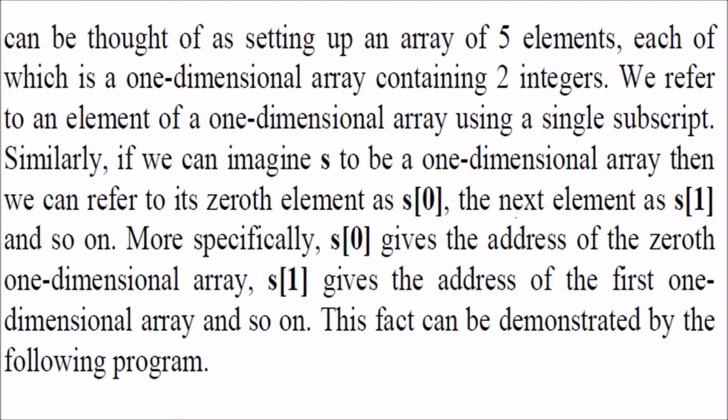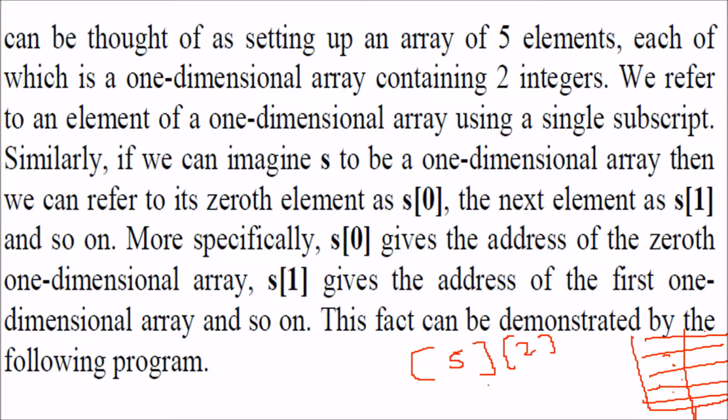If we give a declaration like int s[5][2], what does that mean? This 5 means we have 5 rows. Just imagine a table. We have 5 rows: 1, 2, 3, 4 and one more. And each row will have 2 elements. And we know that in an array, indexing always starts from 0. So the rows go from 0 to 4, and the columns go from 0 to 1.